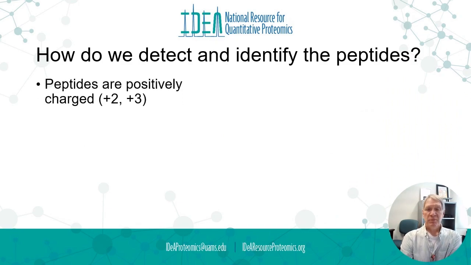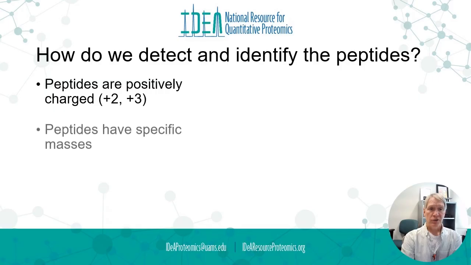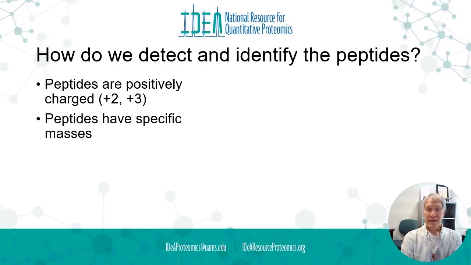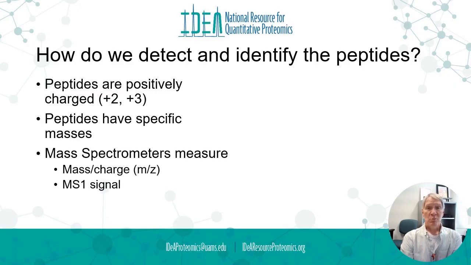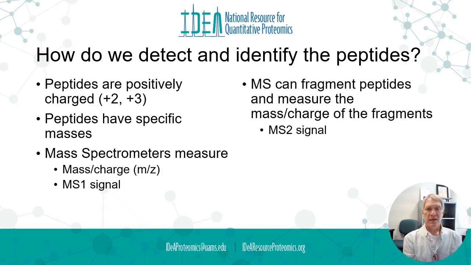Well, first of all, peptides are positively charged. They usually have a +2 or a +3 or +4 charge. Peptides have a specific mass, and anything that has a charge and a mass can be measured using a mass spectrometer, because mass spectrometers measure mass to charge, m/z. If we run a scan, we'd call that the MS1 signal. And then we can take one of those signals and fragment one particular type of peptide into smaller fragments. We call that the MS2 signal. So those are the two basic pieces of information that we're looking for.